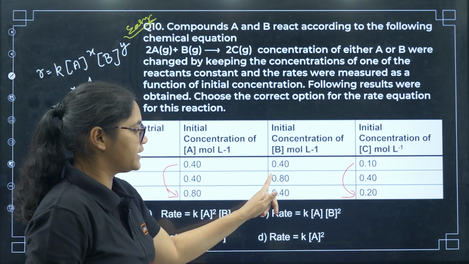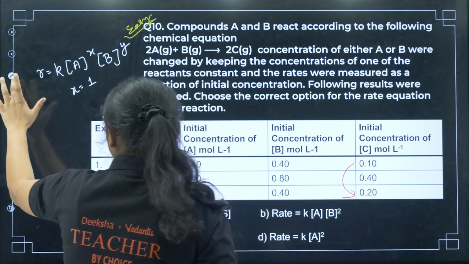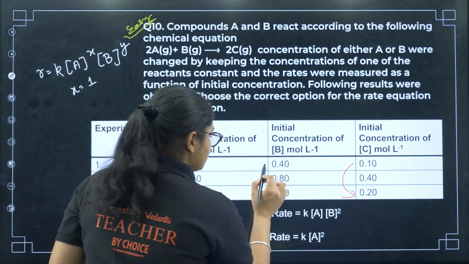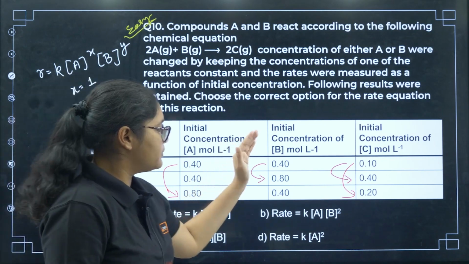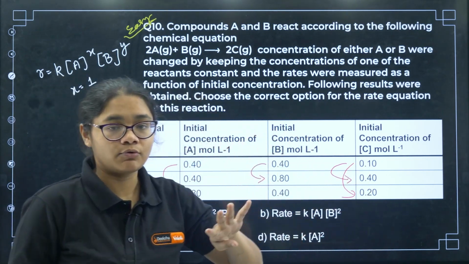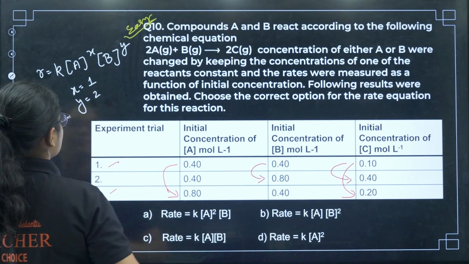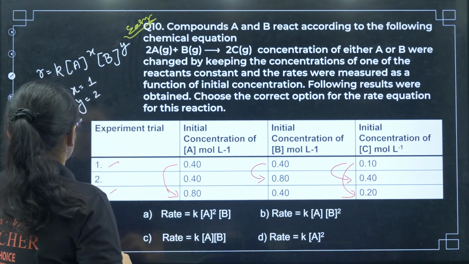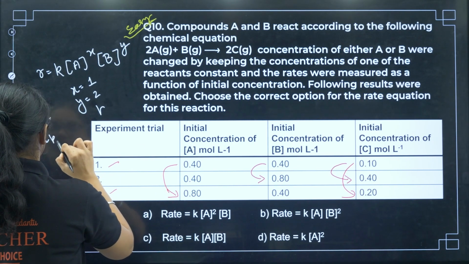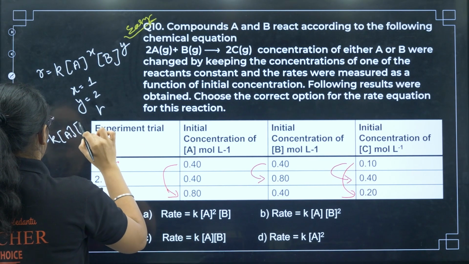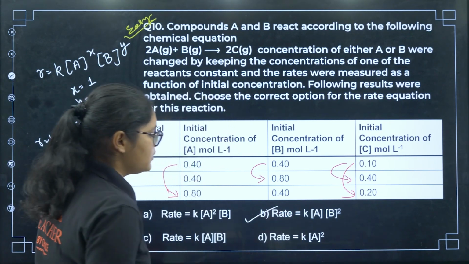Now here to here, what I can see, I have doubled the concentration and here it has become 4 times. See, you have doubled here and here it has become 4 times, right? So when you double the concentration and the rate becomes 4 times, then I can say that it is a second order reaction. Okay. So the rate is equal to K into A to the power of 1 and B to the power of 2. Okay. So that is your option number B.